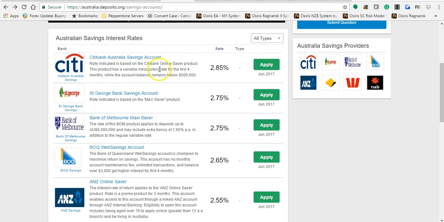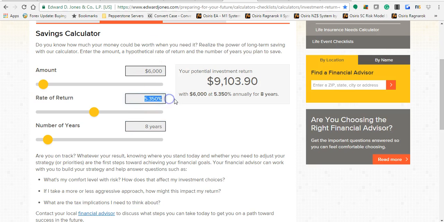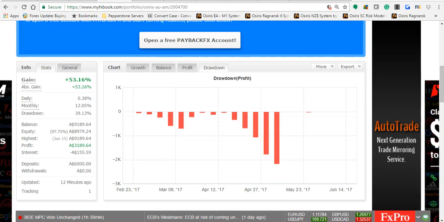Now, let's check something I found real quick. In Australia, the highest savings account return rate is 2.85 by Citibank. If I take the traditional method based in Australia, 2.85, how many years will it take me? It's not 8 years. Let's see, 14 years. It will take you 14 years via the traditional rates in Australia to get to the amount that we have generated with Osiris EA in only 3.5 months. So this is very important to consider. The value, you're saving yourself almost 14 years of work here.